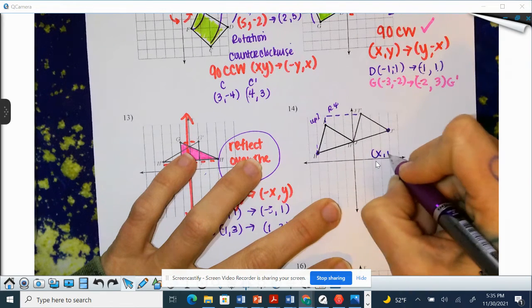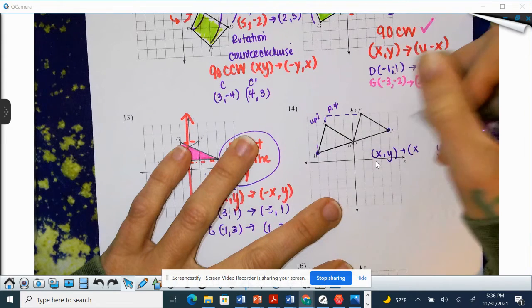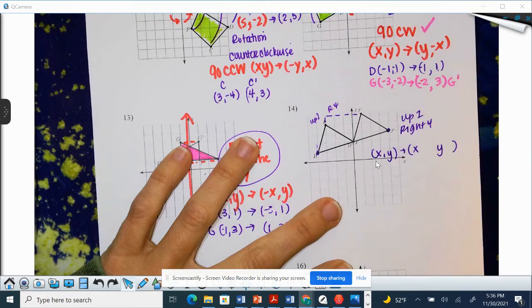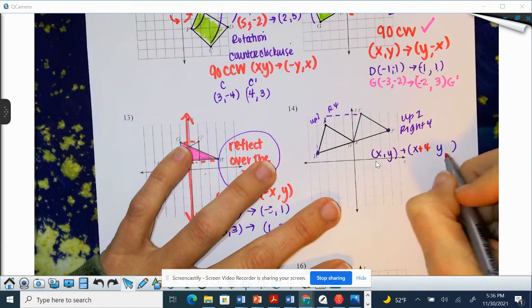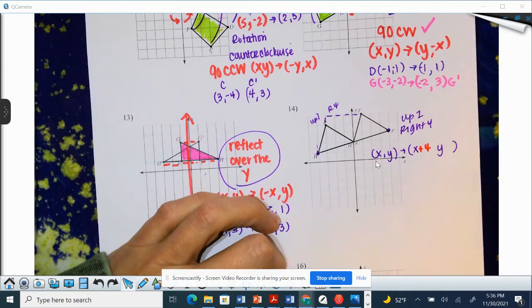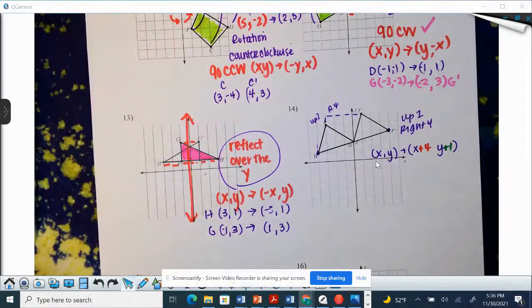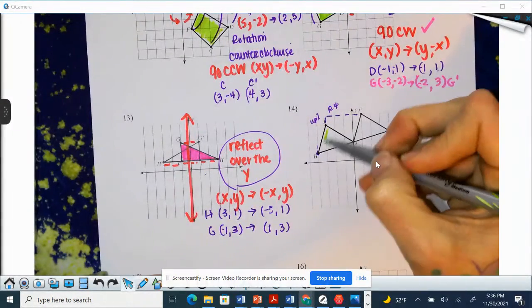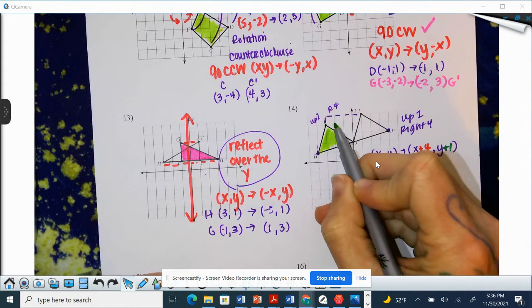So xy is going to become xy. We said up 1, right 4. X is what controls your left and right, so that's plus 4 because it went to the right. And then y controls your up and down, so that's going to be a plus 1 because it went up 1. So the whole shape, maybe it's a little easier to see if you see this. The whole shape went up 1 and then slid to the right.